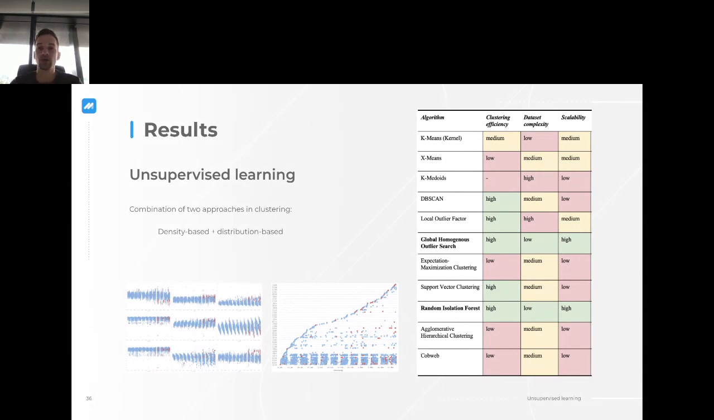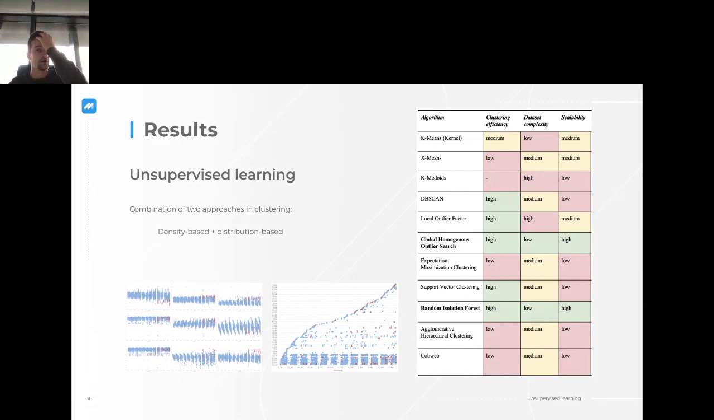The next thing we considered was data set complexity, because we have 9 columns and 500,000 rows. It's important for the algorithm to be able to work with that many columns. And the scalability relates to the number of rows, how the algorithm is able to work with that large data set.